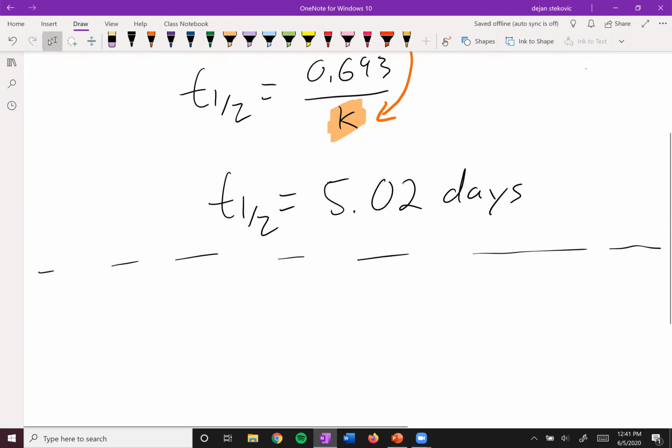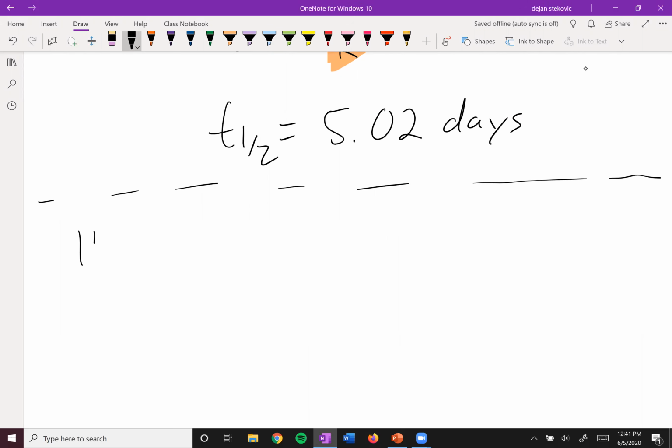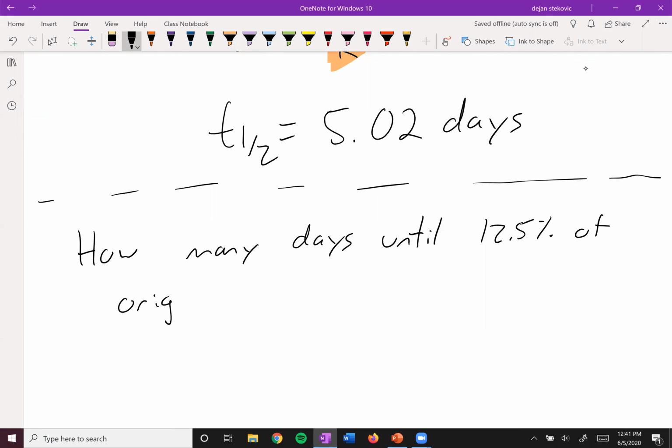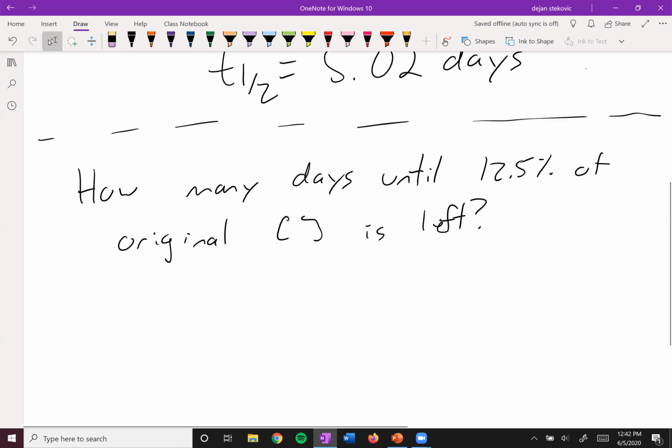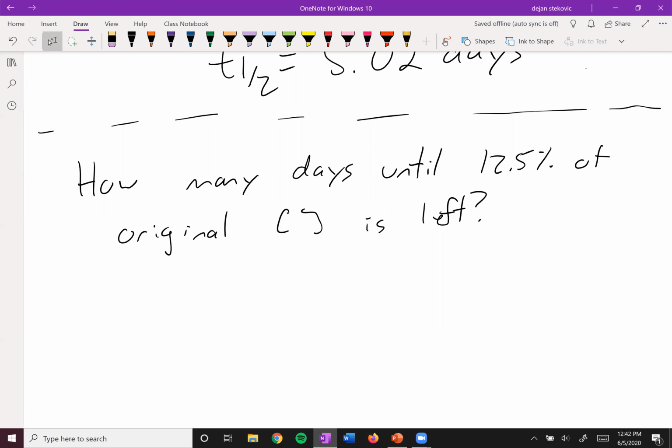Let's use this information for another question. How many days until 12.5% of the original concentration is left? Well, if we think about what a half-life is, after each half-life, the concentration is half of what it previously was.